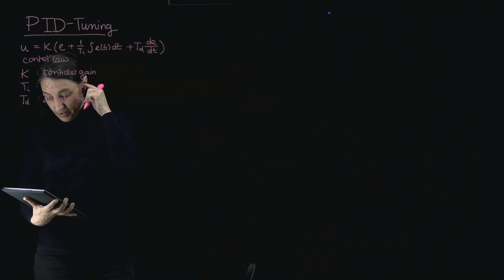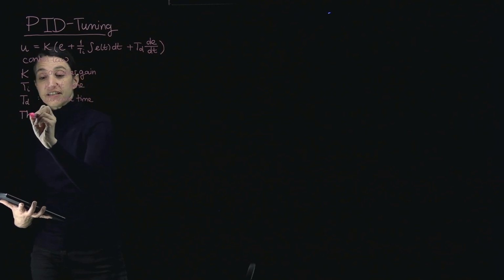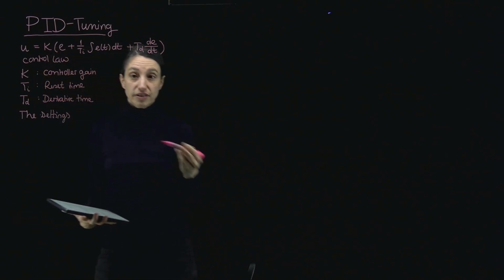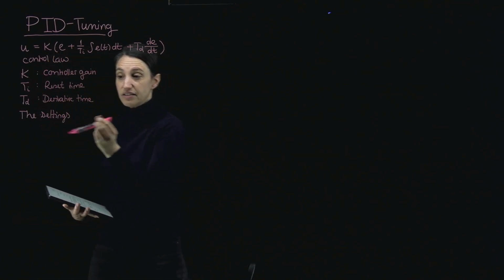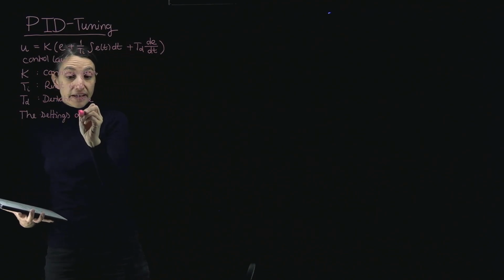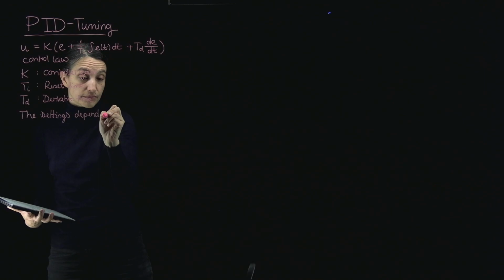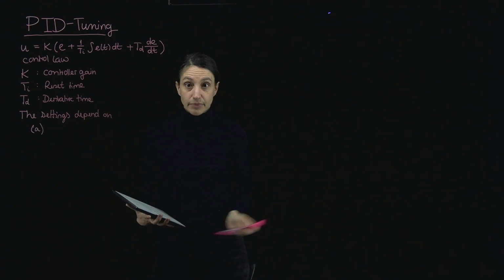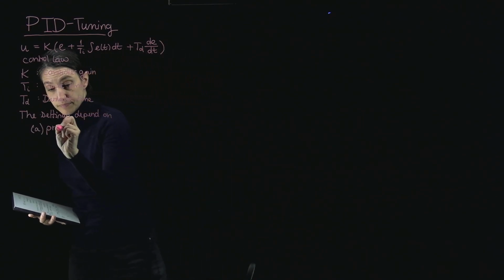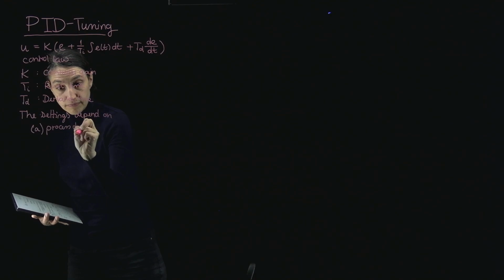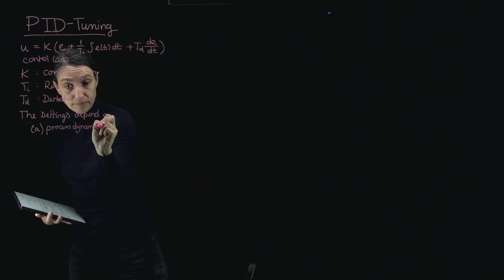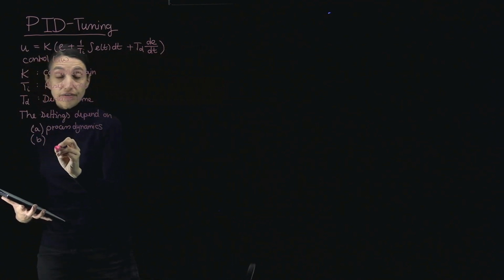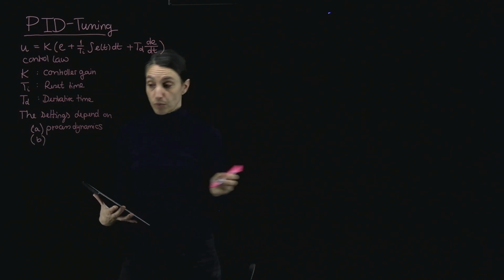So the tuning settings, when I say tuning settings, I mean the choice of k, Ti, and Td, depend on two factors. One, they depend on the process dynamics. And secondly, they depend on the control performance requirements.